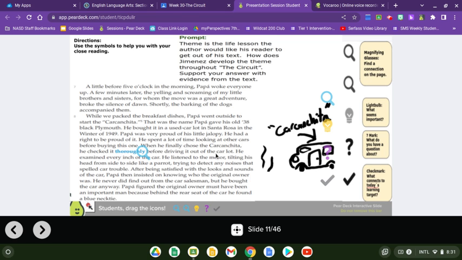Before driving it out of the car lot, he examined every inch of the car. He listened to the motor, tilting his head from side to side like a parrot, trying to detect any noises that spelled car trouble. After being satisfied with the looks and sounds of the car, Papa then insisted on knowing who the original owner was. He never did find out from the car salesman, but he bought the car anyway. Papa figured the original owner must have been an important man because behind the rear seat of the car he found a blue necktie. Please take a moment to finish annotating this page.